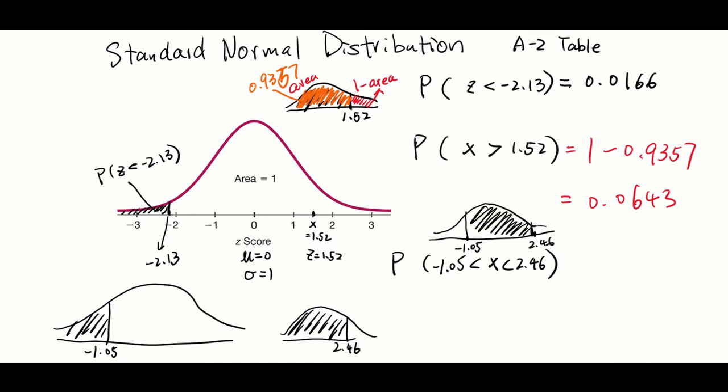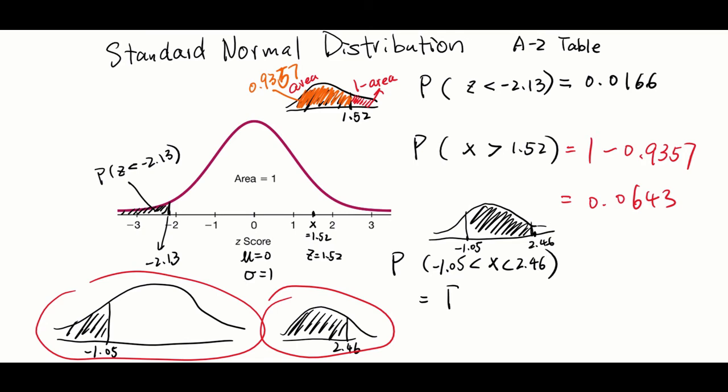So what we're going to do is find this area first, the area to the left of 2.46, and subtract the area to the left of negative 1.05. Whatever difference we get will be the area in the middle. So if I write it down using probability, it will be P of x less than 2.46, find that part first, which is this part, minus the probability of x less than negative 1.05.